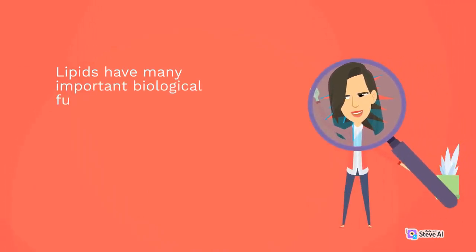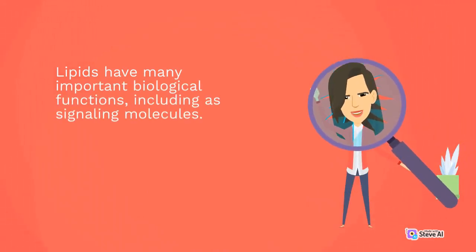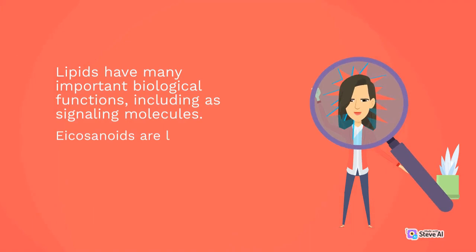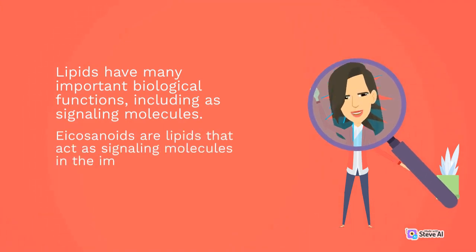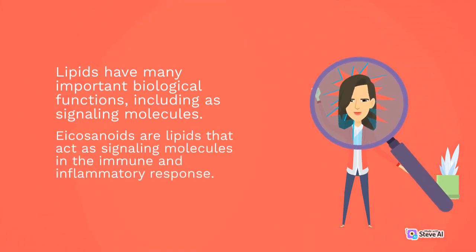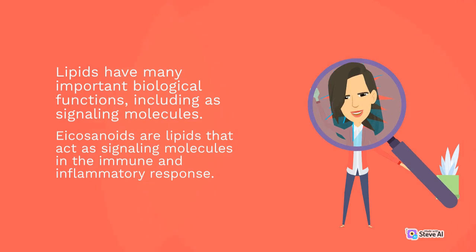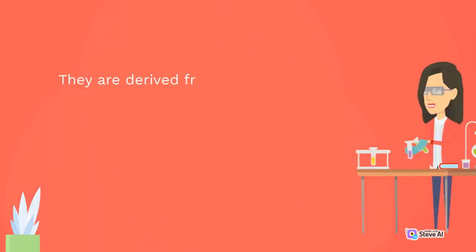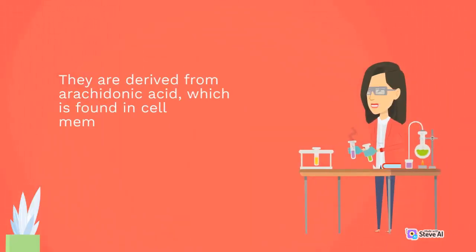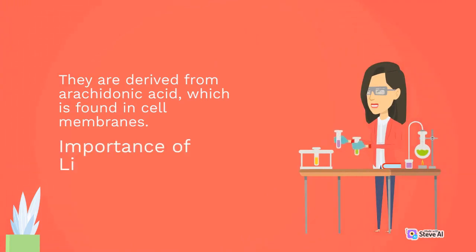Lipids have many important biological functions, including as signaling molecules. Eicosanoids are lipids that act as signaling molecules in the immune and inflammatory response. They are derived from arachidonic acid, which is found in cell membranes. Importance of lipids.